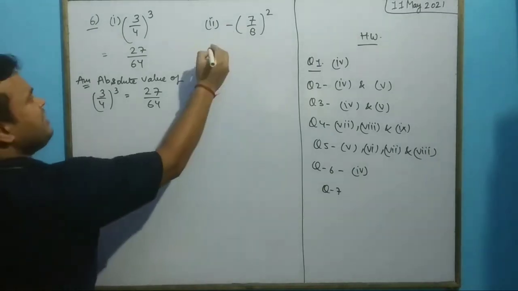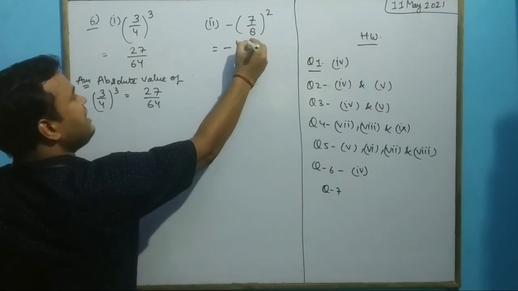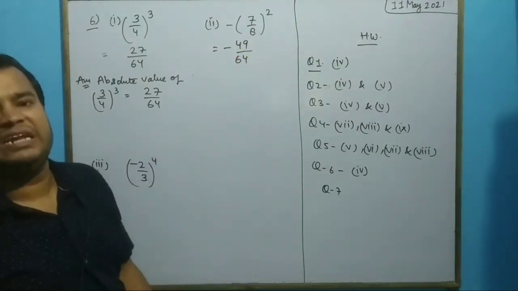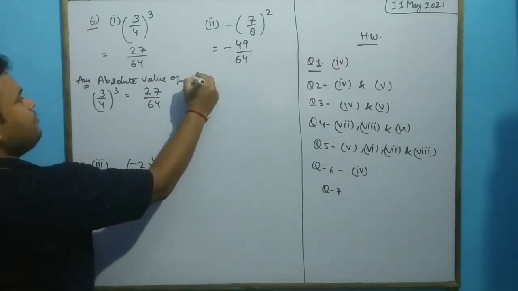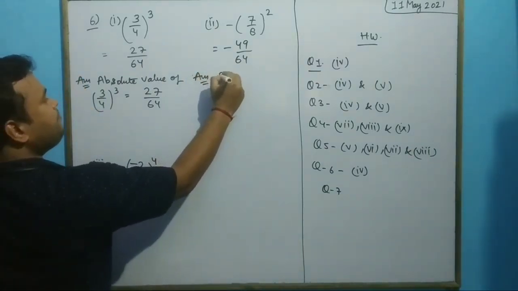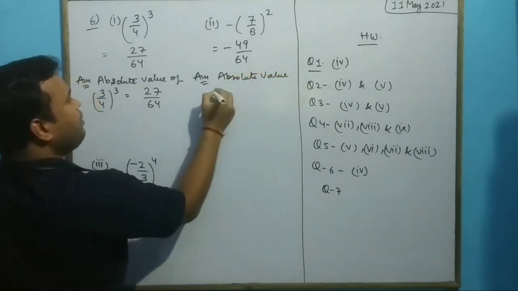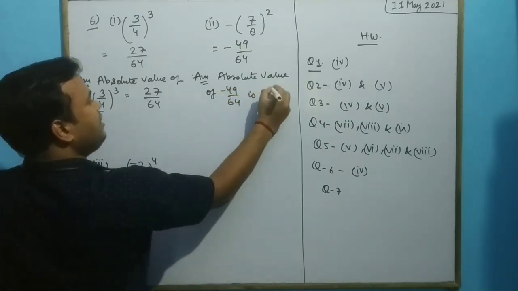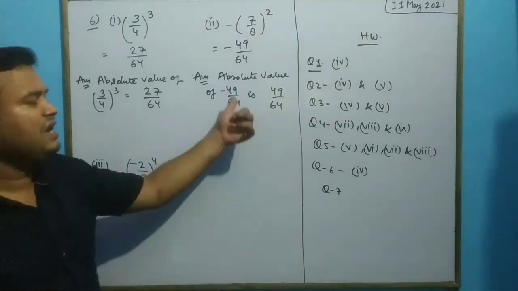Here let us see. 7 multiplied 2 times, 7 7 is 49. 8 multiplied 2 times, 8 8 is 64. It is minus 49 by 64. So the final answer, the absolute value of minus 49 by 64, will always be positive. Just remove the negative sign.